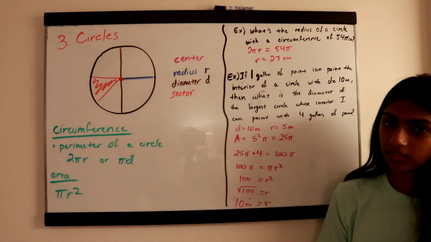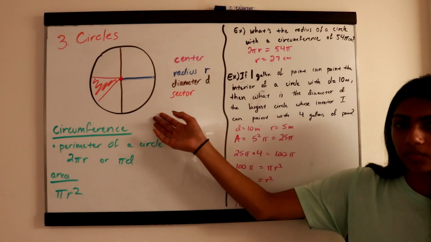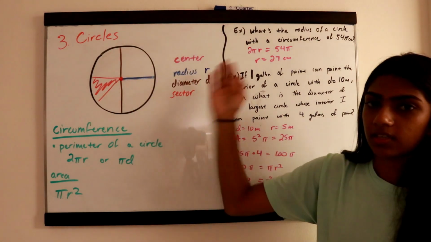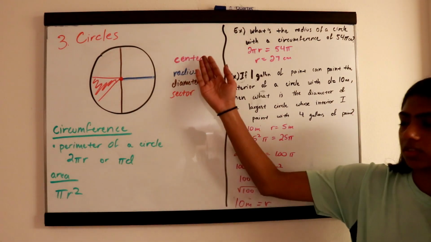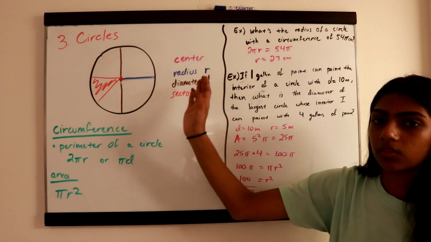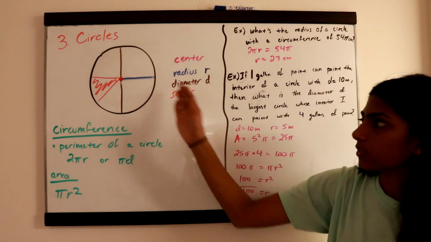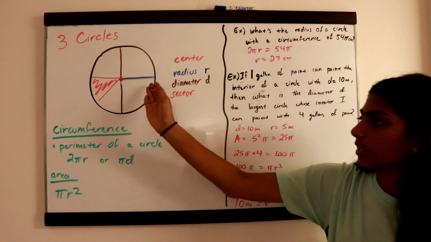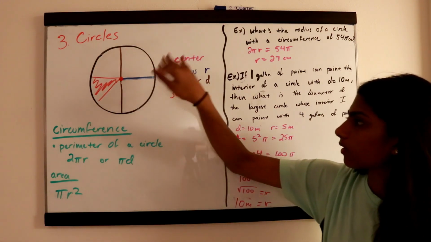So now let's move on to circles. This right here is a circle. It has a fixed distance, as shown. So the center of a circle is the middle of a circle, right here. Now the radius of a circle is a line that goes from the center to the edge of the circle. So radius can go anywhere around the circle.